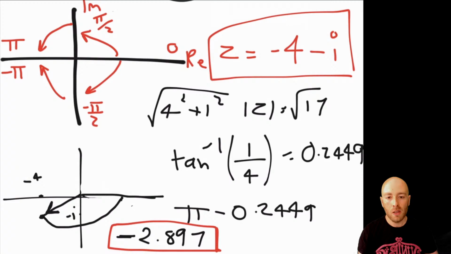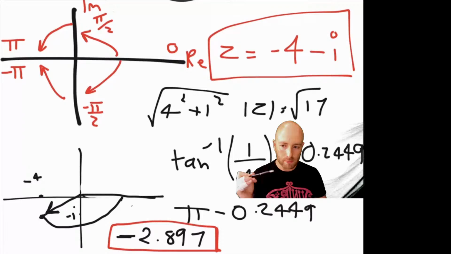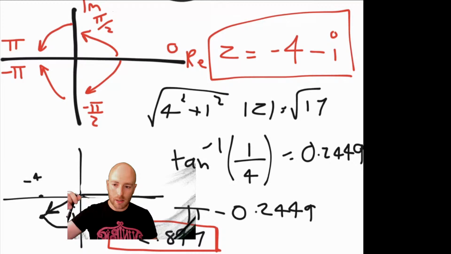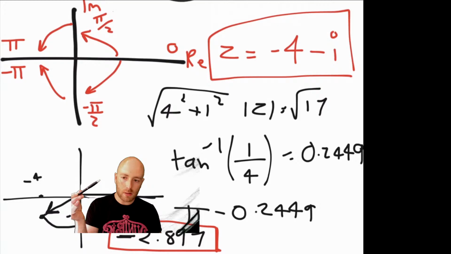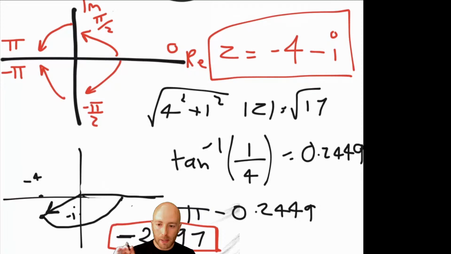You can always use y over x. The problem is, if it's pointing down here, it needs to be this angle measured all the way around here. And to do that, we need to do pi minus the angle that we found, which is kind of the same as this angle here. So we found it as if it was going this way. And then we need to make it minus overall because we're rotating around the bottom.